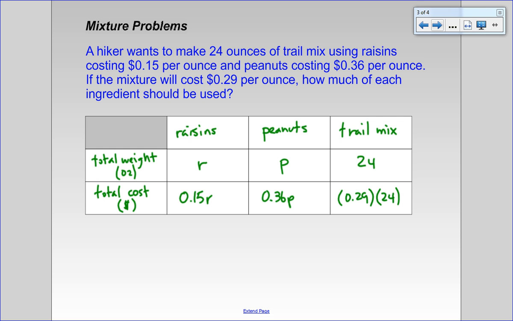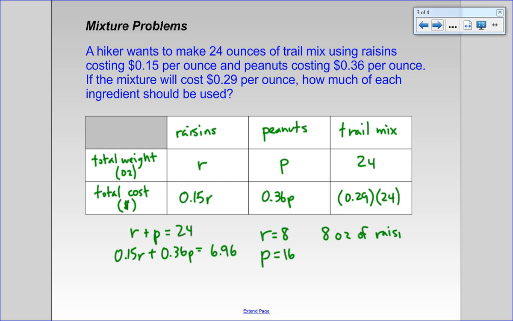Now we can write our system of equations. We have R plus P equals 24, and 0.15 R plus 0.36 P equals 0.29 times 24, which is $6.96. Again, we can solve the system by any method we choose, substitution or elimination. We would find that R equals 8 and P equals 16. So we know that the hiker needs 8 ounces of raisins and 16 ounces of peanuts.